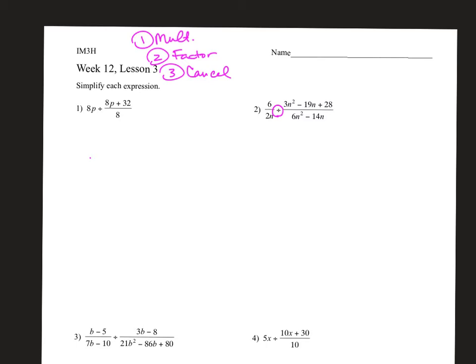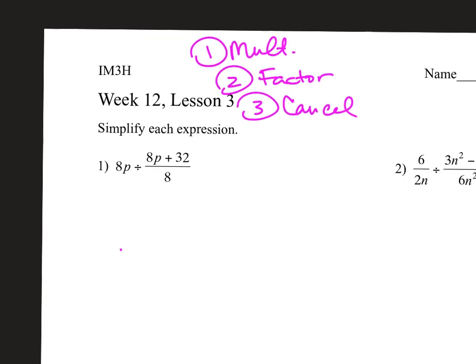All right, so I am going to only do 2 examples here. I'm going to do 1 and 2. So let's start. Sorry about that. Wrong buttons. There we go. Let's start with number 1.